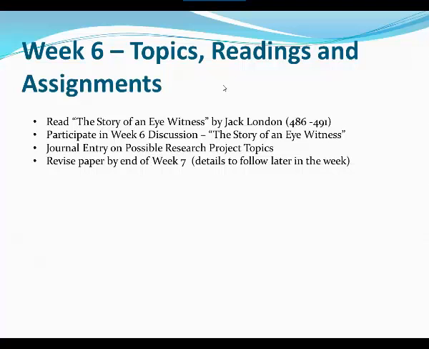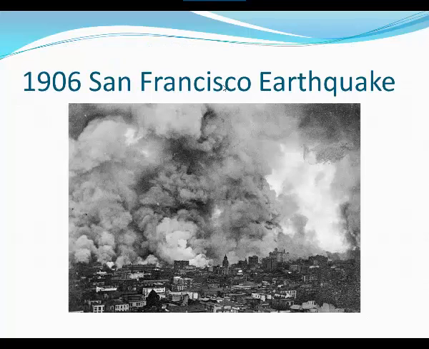This week you'll be reading an essay by Jack London called The Story of an Eyewitness, which is found in the Portable Jack London, pages 46 to 491. You'll participate in a discussion about that text. You'll also learn about your research project, and your journal entry will be on possible research topics. And finally, by later this week, you will receive your paper graded, and you will be asked to revise that paper by the end of week 7. Details will follow later in the week.